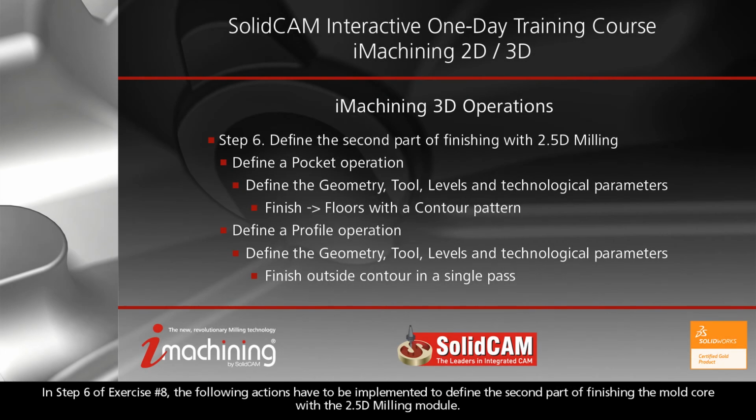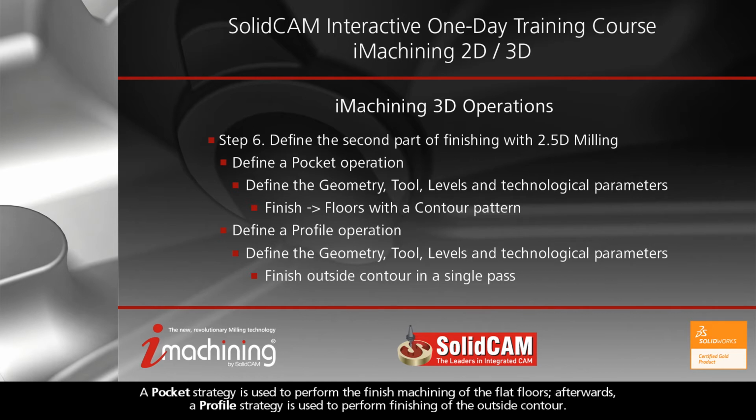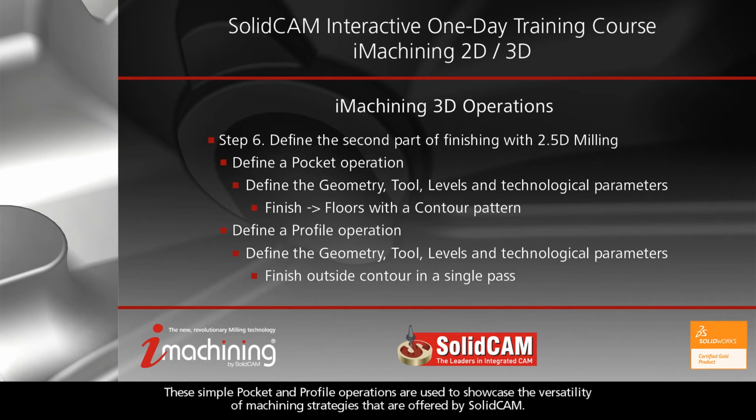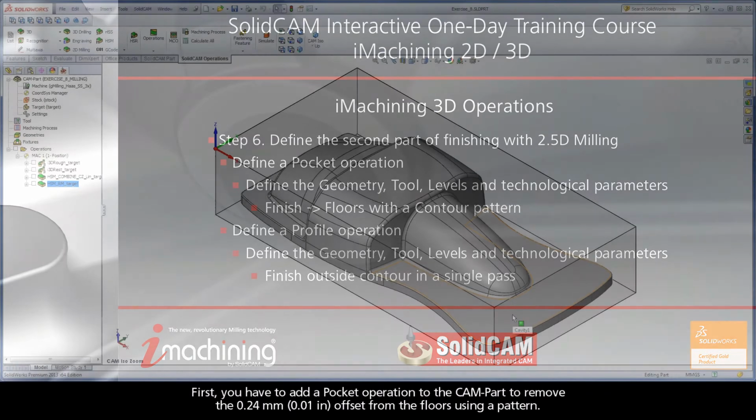In step 6 of exercise number 8, the following actions have to be implemented to define the second part of finishing the mold core with the 2.5D milling module. A pocket strategy is used to perform the finish machining of the flat floors. Afterwards, a profile strategy is used to perform finishing of the outside contour. These simple pocket and profile operations are used to showcase the versatility of machining strategies that are offered by SolidCAM.